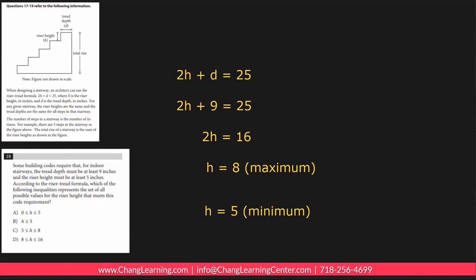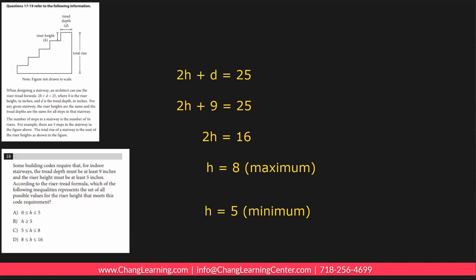When designing a stairway, an architect can use a riser tread formula, 2h plus d equals 25, where h is the riser height in inches and d is the tread depth in inches. For any given stairway, the riser heights are the same and the tread depths are the same for all steps in that stairway. The number of steps in a stairway is the number of its risers. For example, there are 5 steps in the stairway in the figure above. The total rise of a stairway is the sum of the riser heights as shown in the figure.